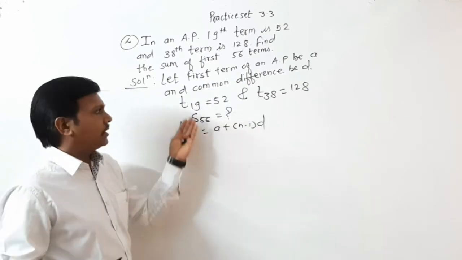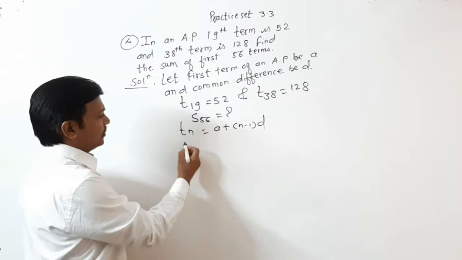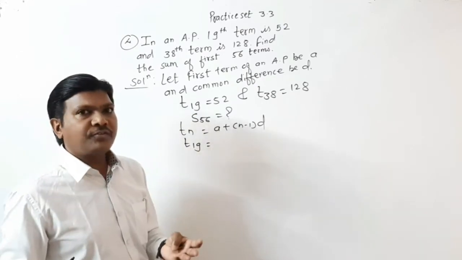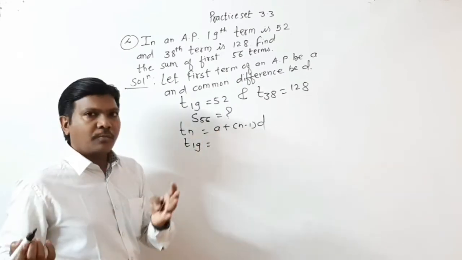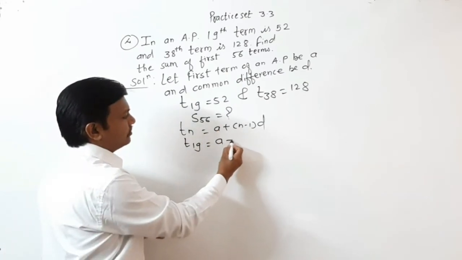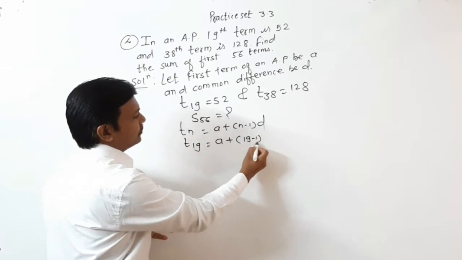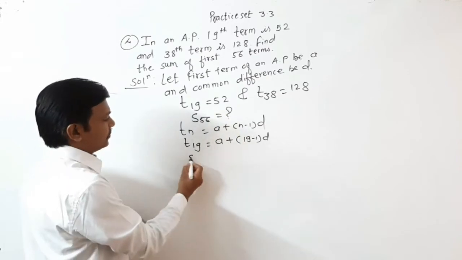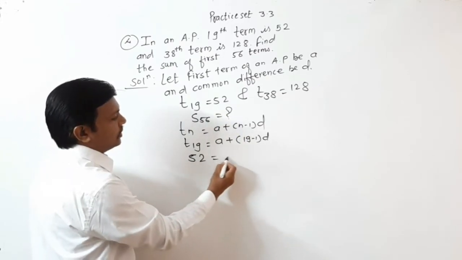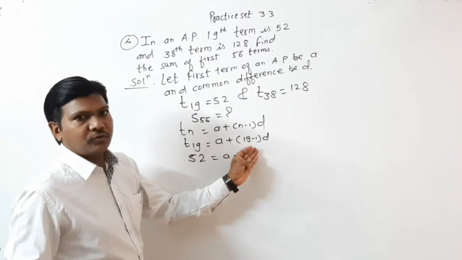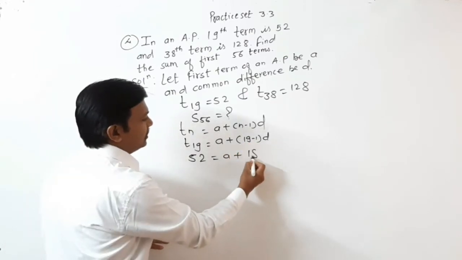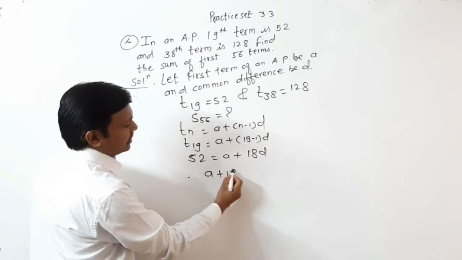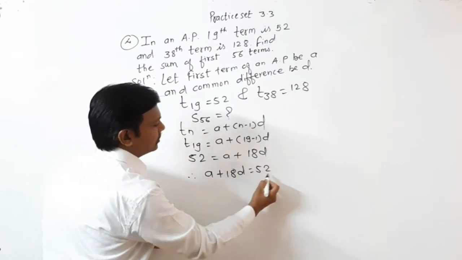Convert this tn into T19 first. So T19 equal to a, we don't know the first term and the common difference, so keep them as they are. So this is a plus 19 minus 1 into d. This T19 is 52, so we write 52 equal to a plus 19 minus 1, 18, into d, 18d. So here we get the first equation, that is a plus 18d equal to 52.